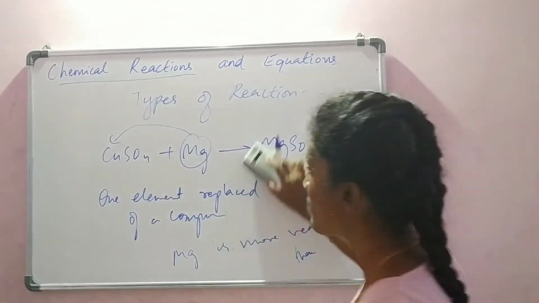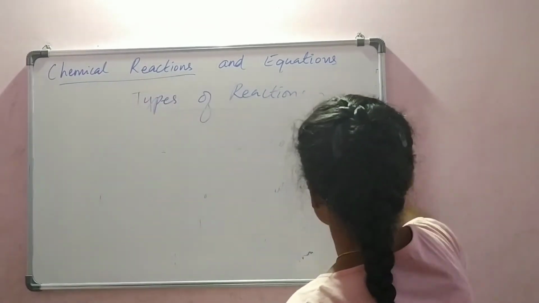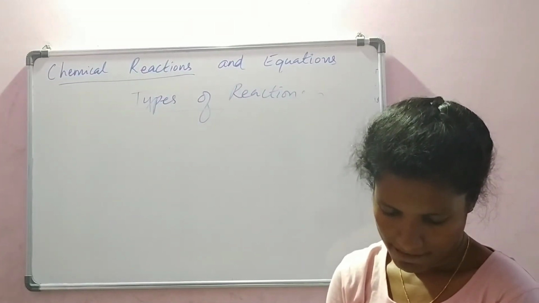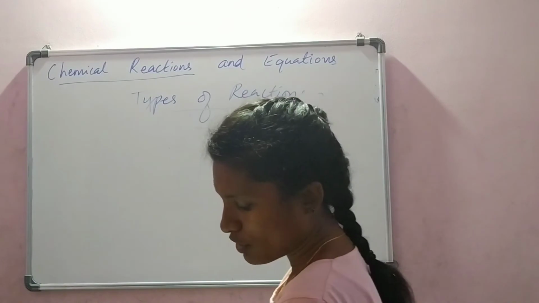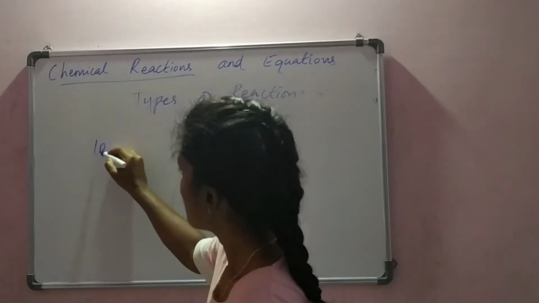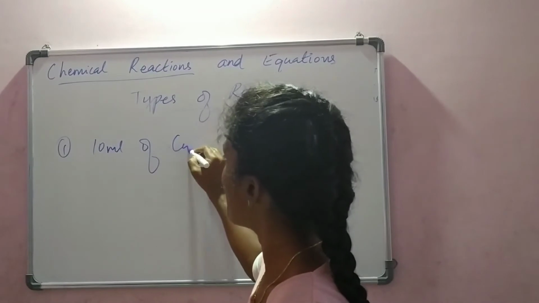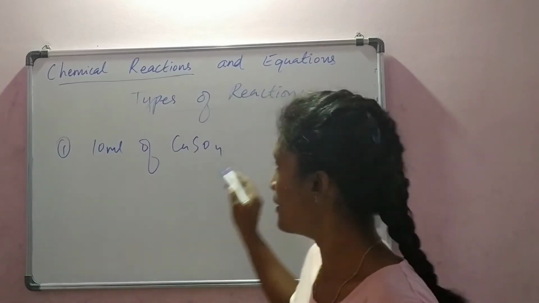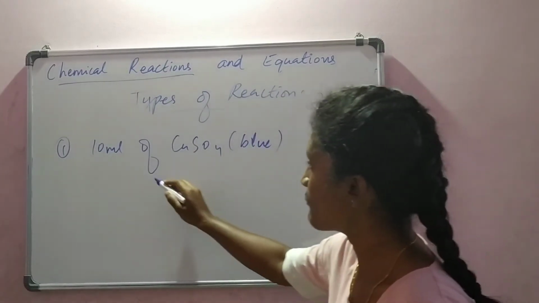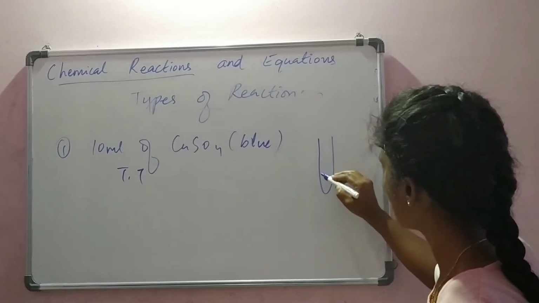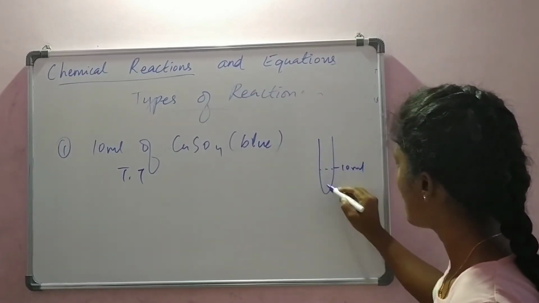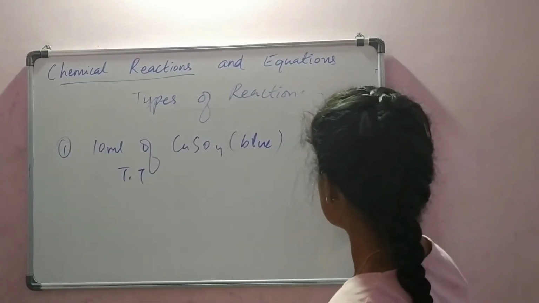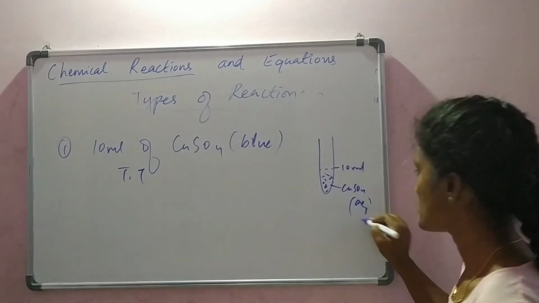We have an activity here. Let us see that. Take about 10 ml of copper sulfate solution. First step, 10 ml of copper sulfate solution in a test tube. What color is it? It is blue in color. We have to take this in a test tube. It is aqueous in state, isn't it? So this is CuSO4 in aqueous state, solution state.